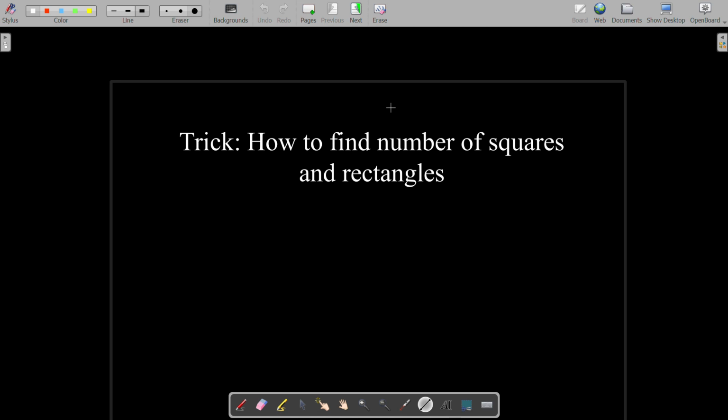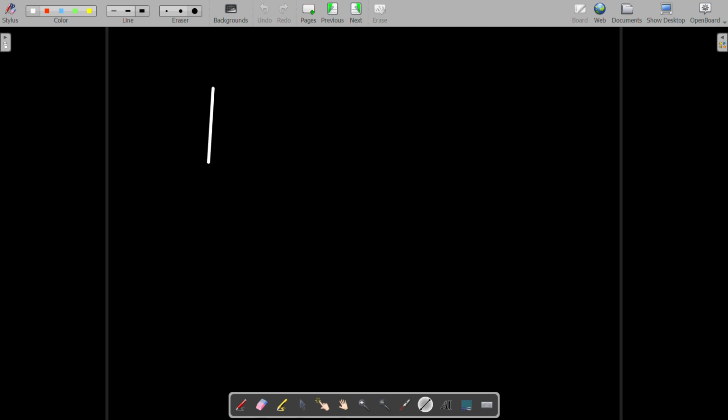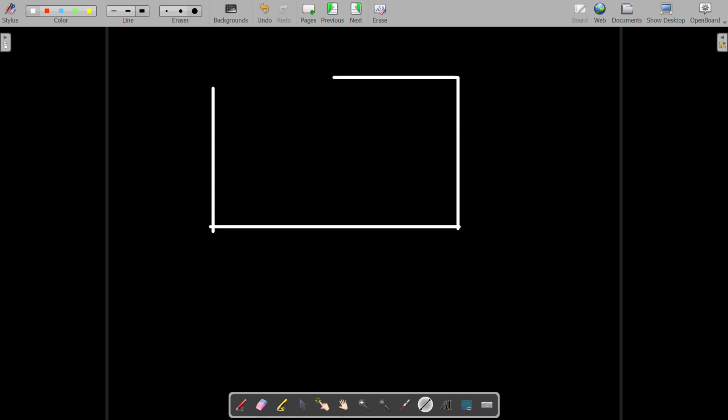Today we will be learning a special trick of how to find the number of squares and rectangles. Let's get started. Okay, say we have a figure like this, and the figure goes till here. Okay, and we'll divide it by 3. We'll make 3 equal columns and 3 equal rows.